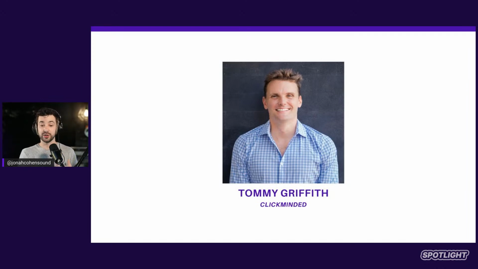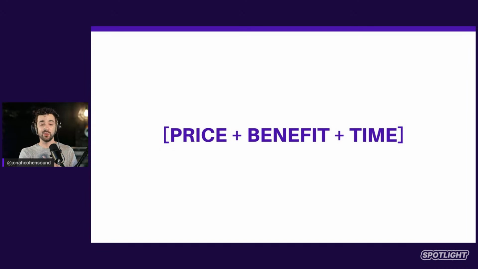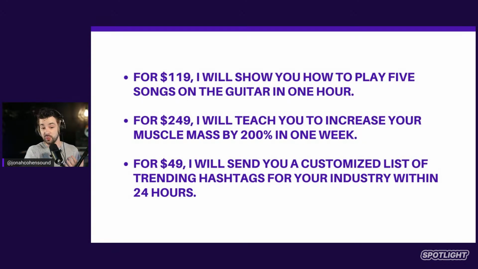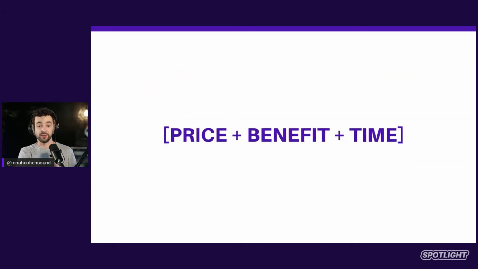I want to give him all the credit, but there's no need to reinvent the wheel because he did it so good. Basically, the way this statement works is you're going to take your price plus your benefit plus the time it takes someone to accomplish it. This is your algorithm or your equation for creating a short, concise, clear value statement for potential students. So let's look at what this would actually look like. Price plus benefit plus time.